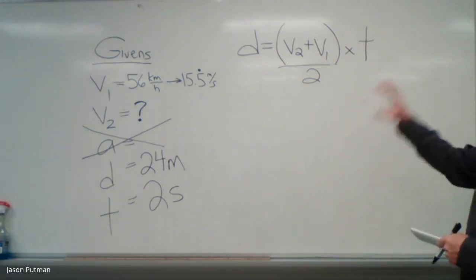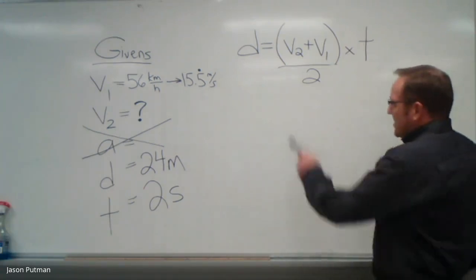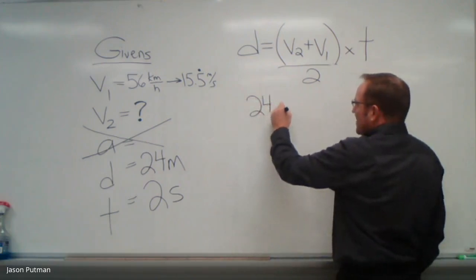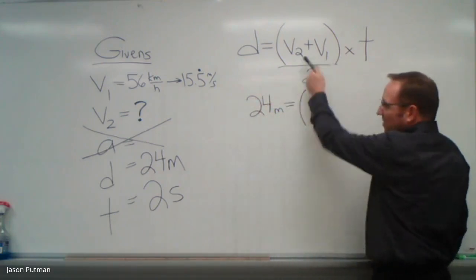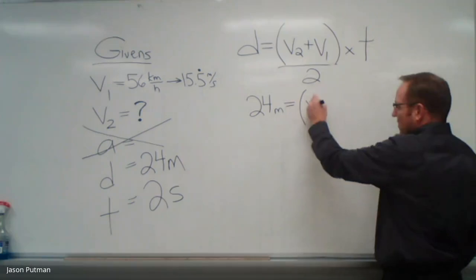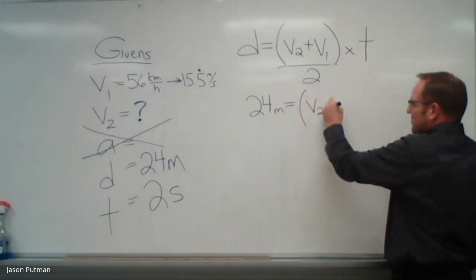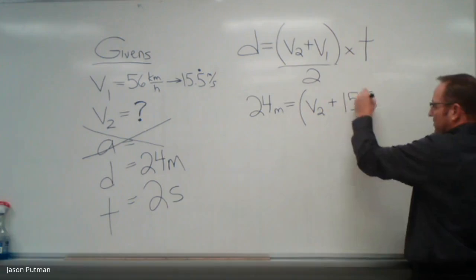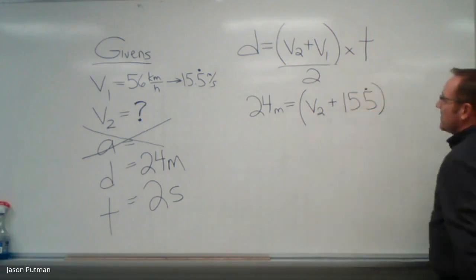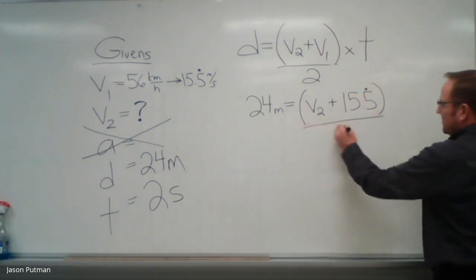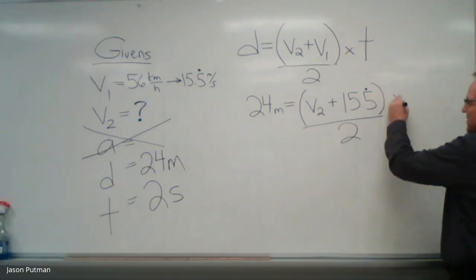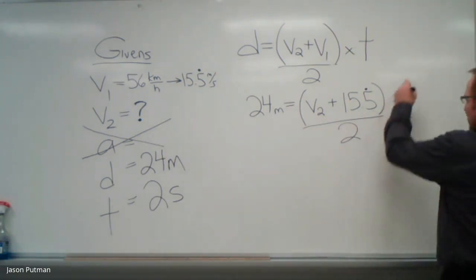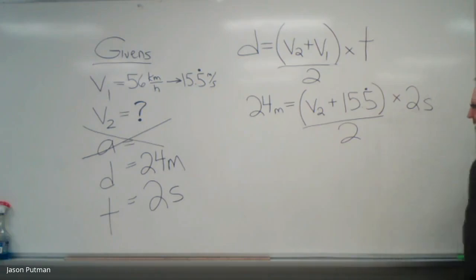So if you sub these numbers in without isolating, let's see, D is 24. So 24 meters equals, V2 is the unknown, so we don't know that, V2 plus V1. V1's 15.5 repeating, divided by 2 times time. And time is, by coincidence, 2 seconds.